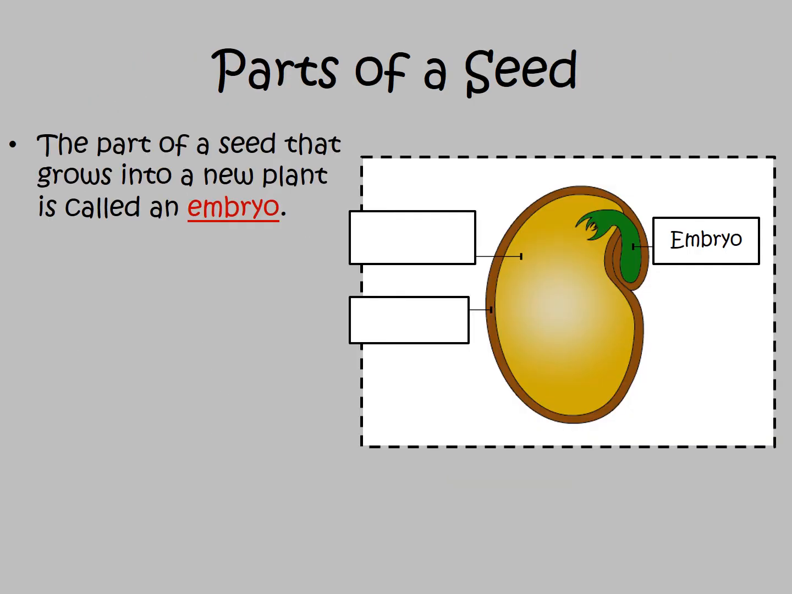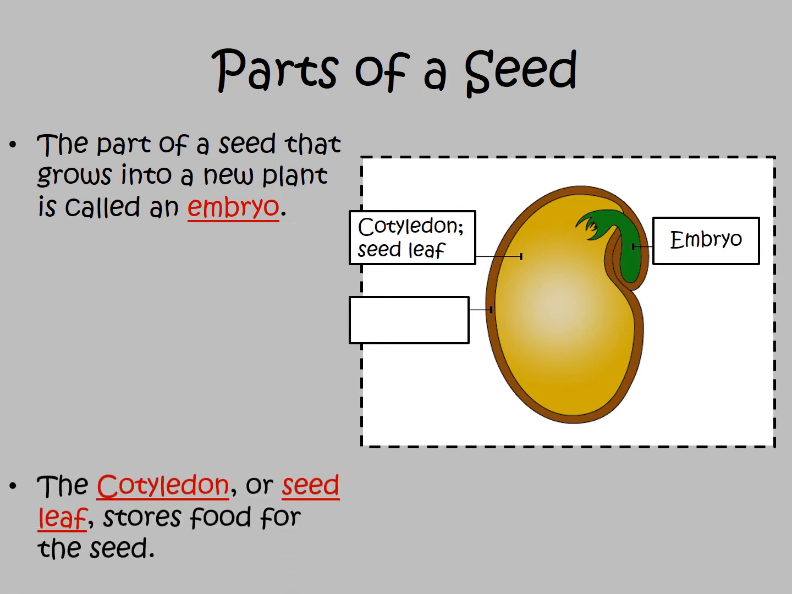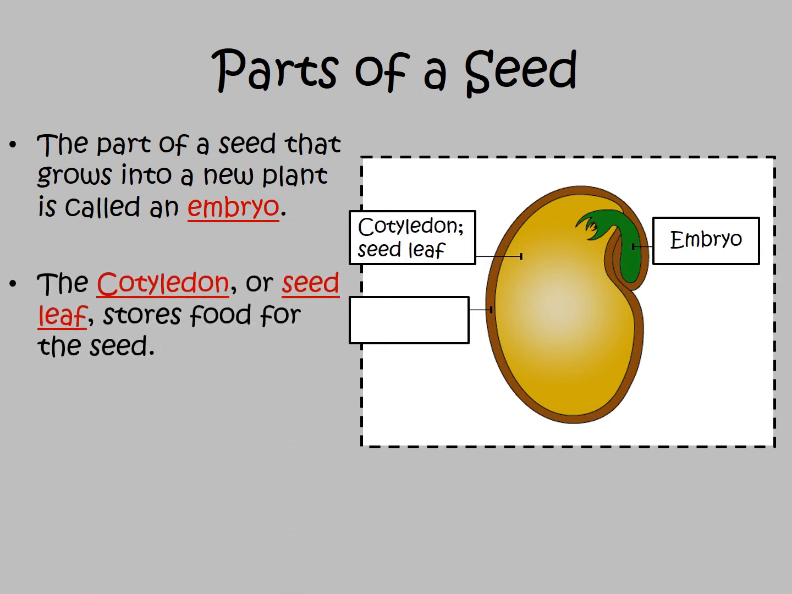Now, let's talk about some parts of a seed. The first part we're going to talk about is the embryo. The embryo is the part of a seed that grows into a new plant. Second, we're going to talk about the cotyledon, or seed leaf. The cotyledon stores food for the seed.